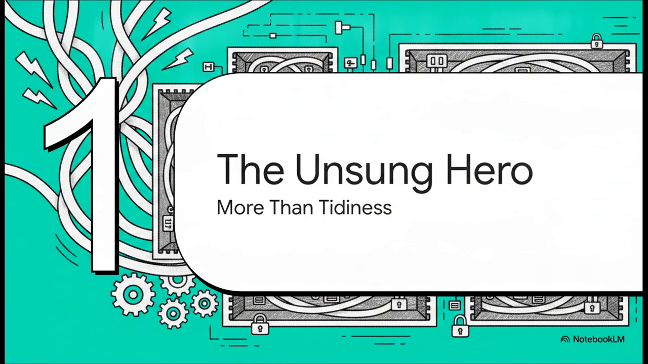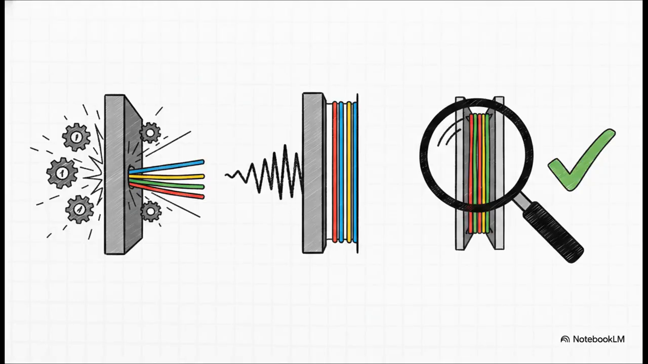The unsung panel hero. More than just tidiness. So, before we get into the heavy standards and the math, we need to establish exactly why we even care about cable management. The walls of these ducts are actually doing a ton of heavy lifting. First off, they physically shield conductors from sharp edges and rotating parts inside the panel. This protects the insulation from abrasion over time.